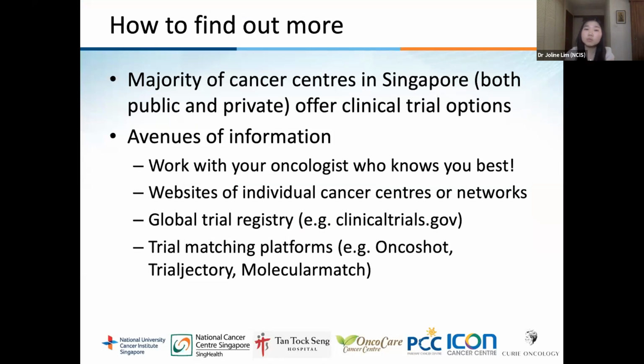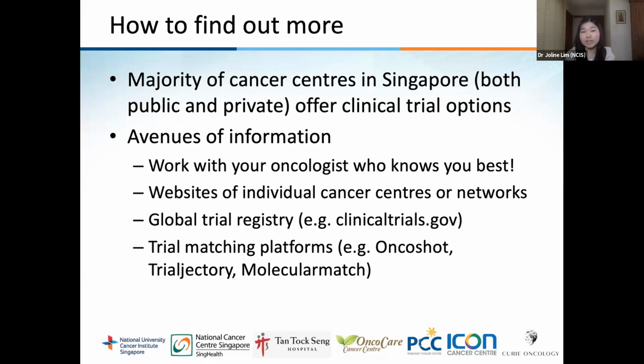I think the person who would know best about what works for you would be your oncologist, because he or she would understand your cancer the best. And he or she will be able to contact the other doctors who may have what they feel is a suitable trial for you. There are websites that you can Google, find out more on from individual cancer centers or some cancer networks like American Cancer Network, the Western Australian Cancer Network, that you may be able to find out whether there are trials available for you.